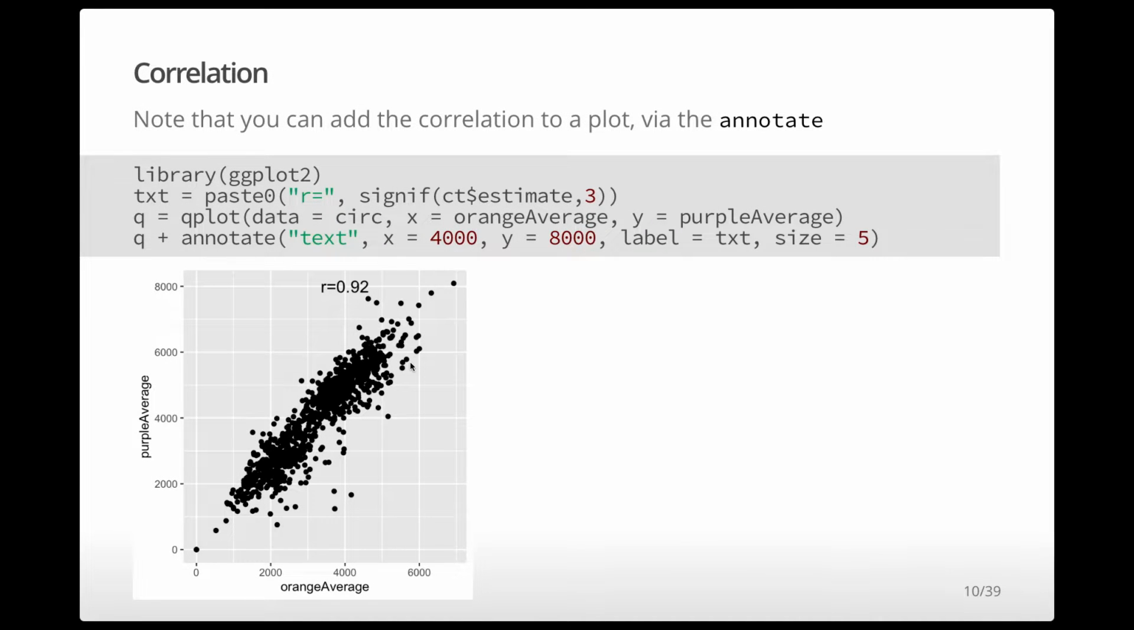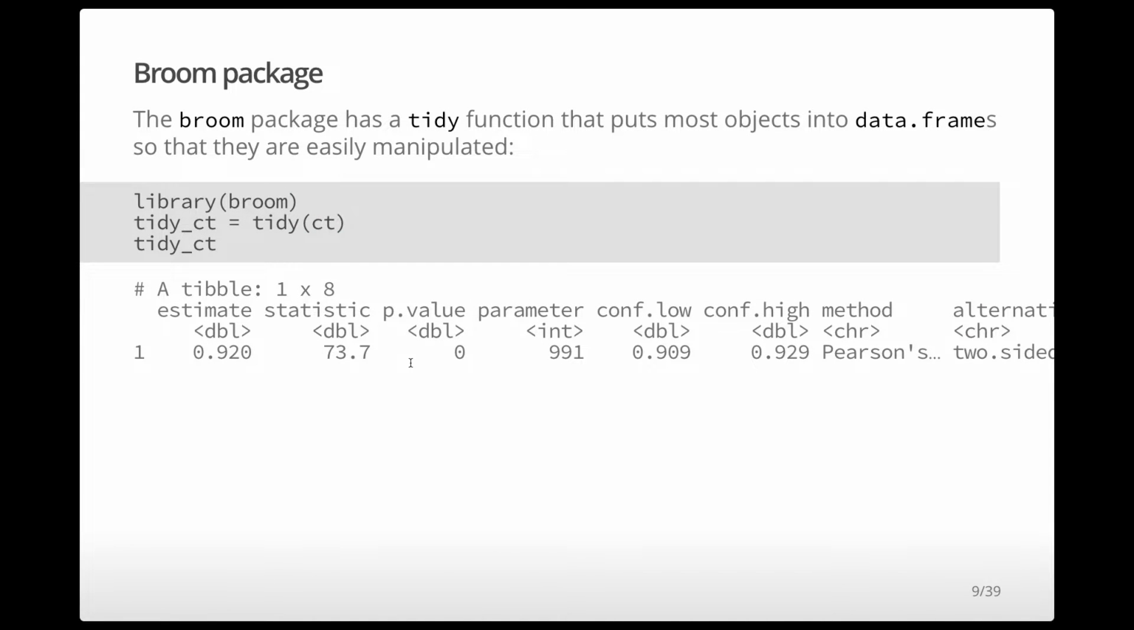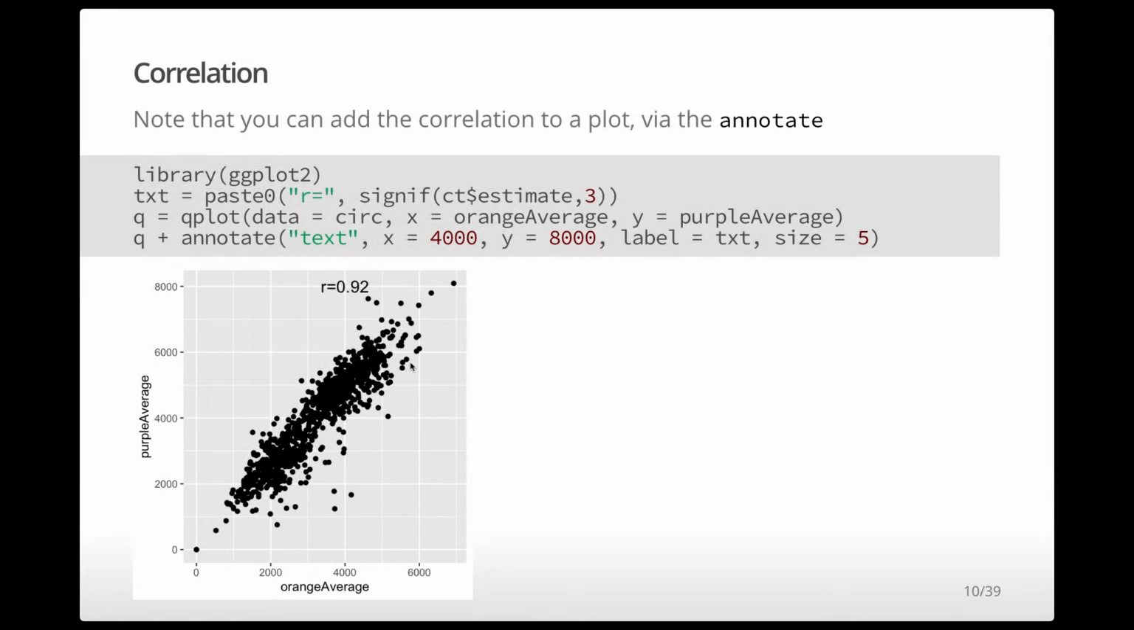So Andrew will be talking more about ggplot2, but we've talked about qplot. Here we're saying qplot, we're putting in the data set, we're saying on the x-axis we have the orange average, y we have the purple average, these are the two things we're correlating. Here we're just pasting together the correlation with the estimate. We could have grabbed that from the tidy output, which is just 0.92 or 0.919. We're creating a vector called txt, and we're annotating the plot using the annotate function.